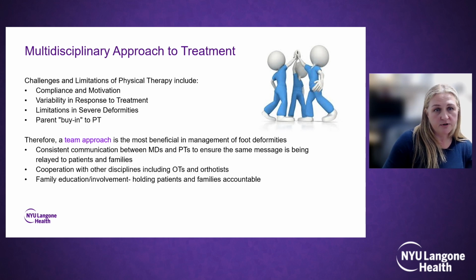A multidisciplinary approach to treatment will work best. There's challenges to physical therapy with compliance and motivation, parent buy-in to PT, and there are limitations to severe deformities. Sometimes surgery is just the option that they need at that time. A team approach is the most beneficial because it will provide consistent communication between all parties, cooperation with the other disciplines, including the OTs, orthotists, if they're on board, and is important for family education and involvement. It holds the parents and the families accountable, and we want to make sure we're giving the same message to the patients and the families so everyone's on the same page.